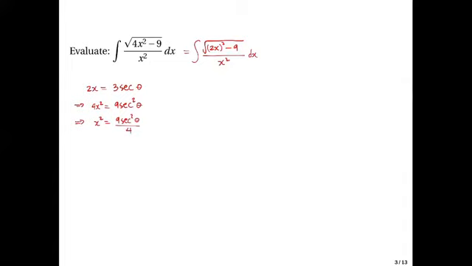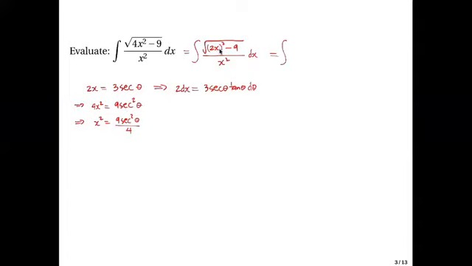Meanwhile, from this, we also get the derivative. So in here, we have 2 dx equals 3 secant theta tangent theta d theta. Or your dx is equal to 3 halves secant theta tangent theta d theta. Which means using these substitutions, we have the integral.